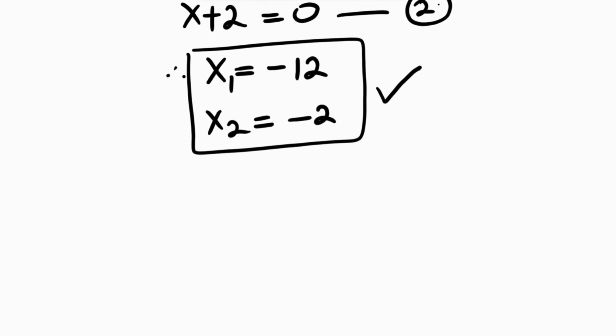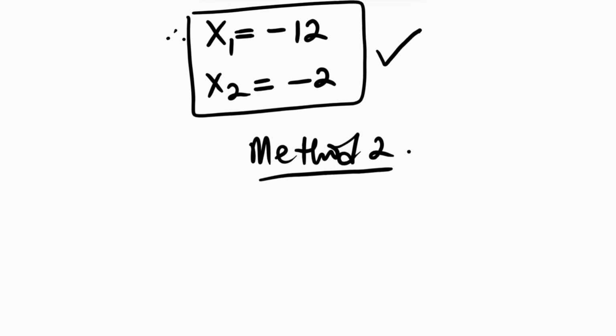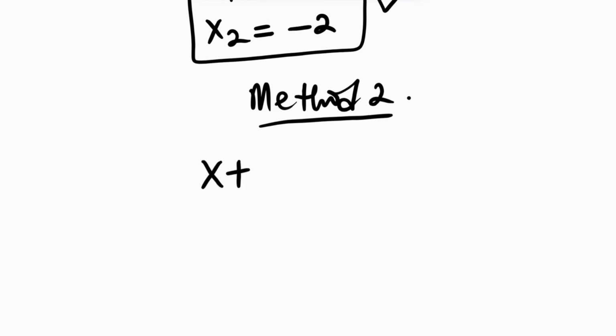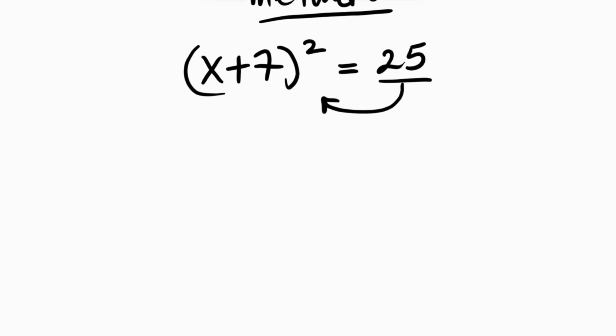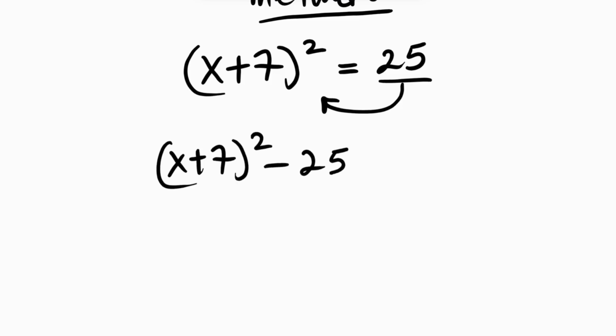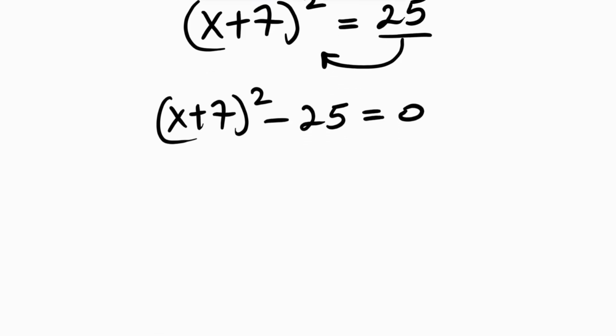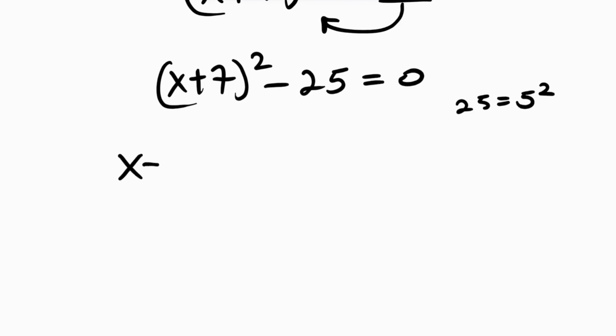Let us try another method, method 2. So we have (x + 7)² = 25. Now, we can move 25 to the left-hand side straight away. So we have (x + 7)² − 25 = 0. And we know that 25 is the same thing as 5², right? So we have (x + 7)² − 5² = 0.